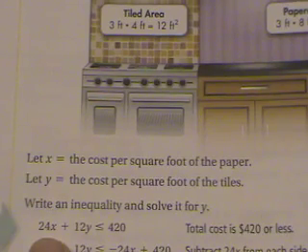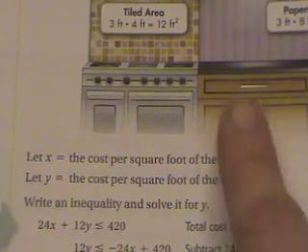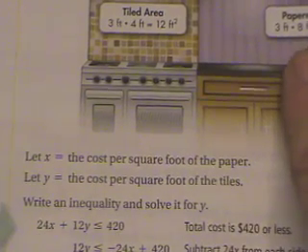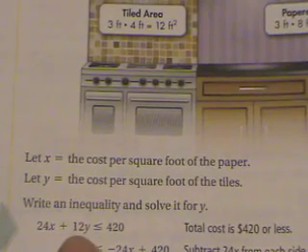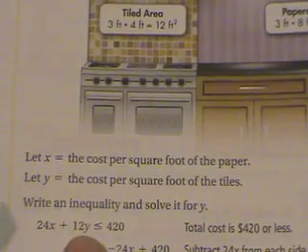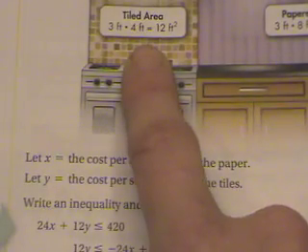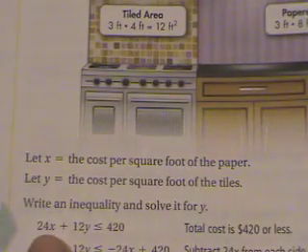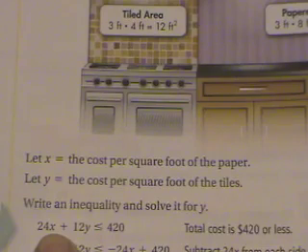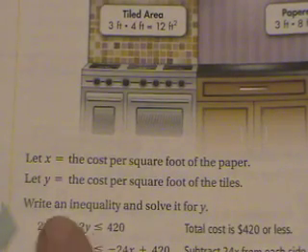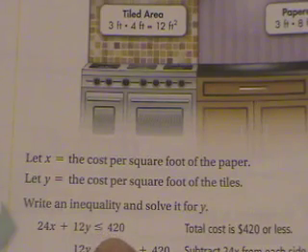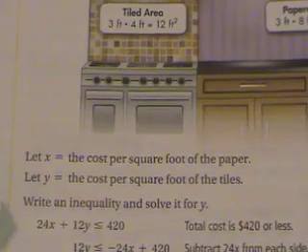Why did they use the coefficient 24 in front of x? Well, because from up here we have 24 square feet that need to be papered. 12y. Where did the number 12 come from? We have 12 square feet that need to be tiled. So the number of square feet that you need to paper plus the number of square feet that you need to tile, that total needs to be less than or equal to $420, which is the amount of money that they have to spend.